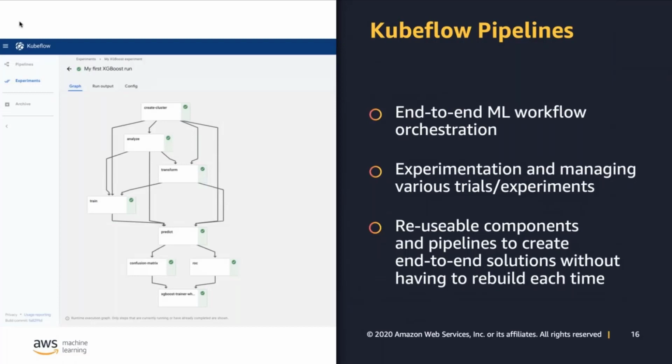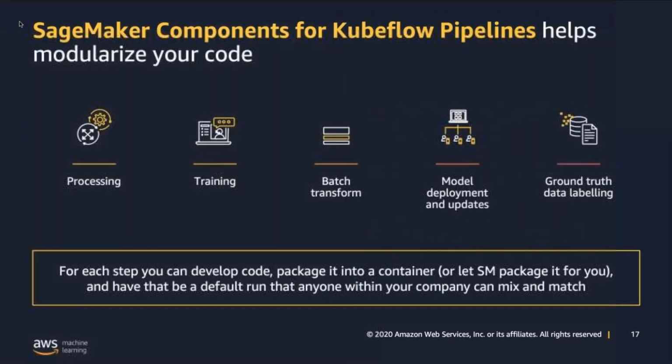It provides end-to-end ML workflow orchestration. It has experimentation management, and then also allows you to easily create reusable pipelines that can be rerun without any complicated solutions. So this ultimately gets blended with SageMaker, where you take advantage of our SageMaker processing, SageMaker training, batch transforms, so this is gang scheduling, model deployments and updates, so we can create inference endpoints on your behalf, and then also Ground Truth data labeling.